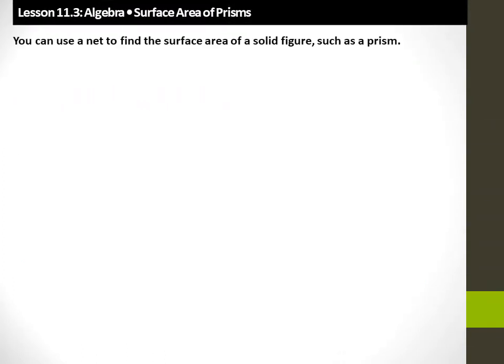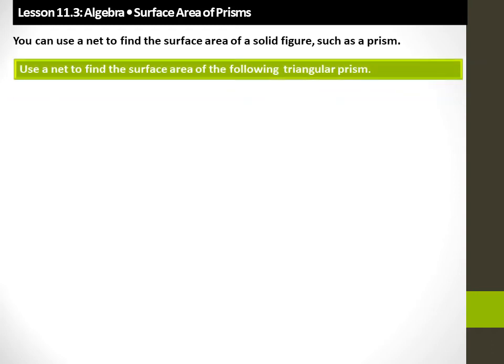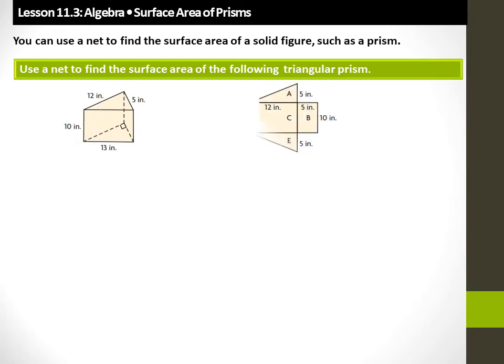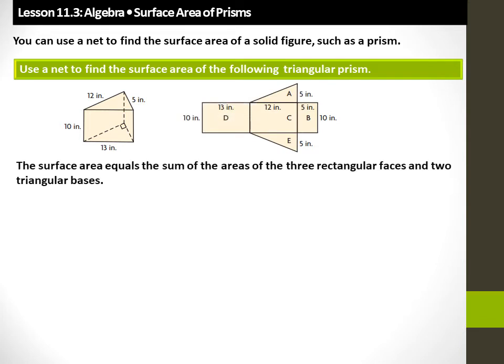Algebra: surface area of prisms. You can use a net to find the surface area of a solid figure such as a prism. Let's find the surface area of this triangular prism. After drawing its net, we notice that the surface area is equal to the sum of the areas of 3 rectangular faces and 2 triangular bases.